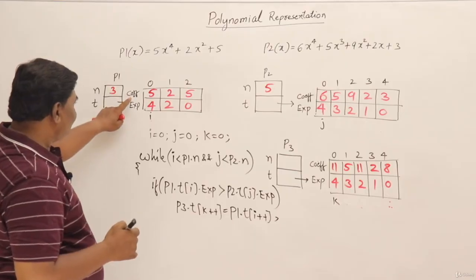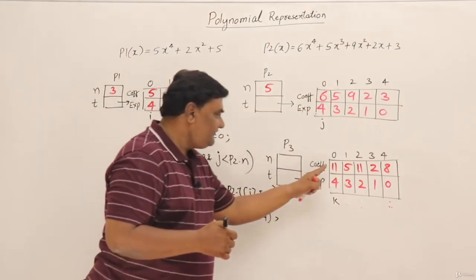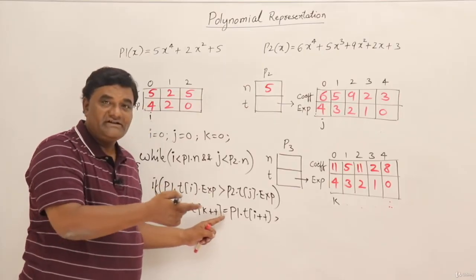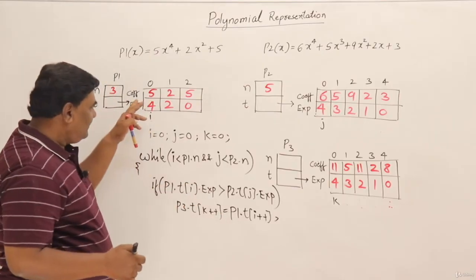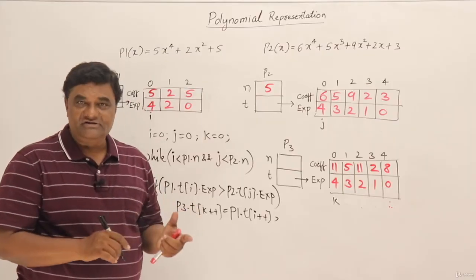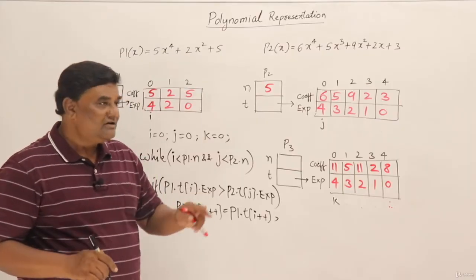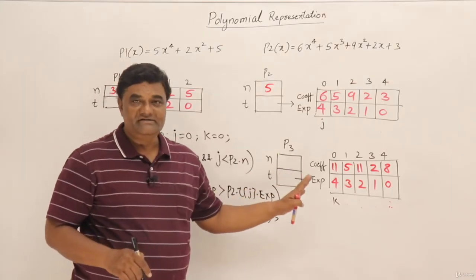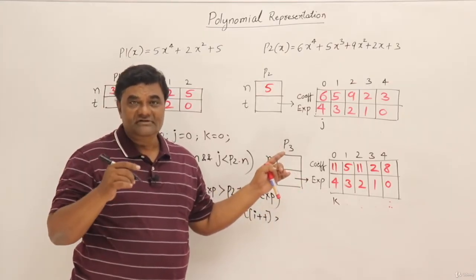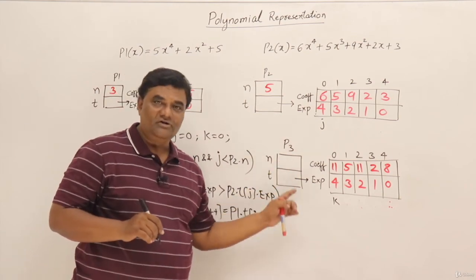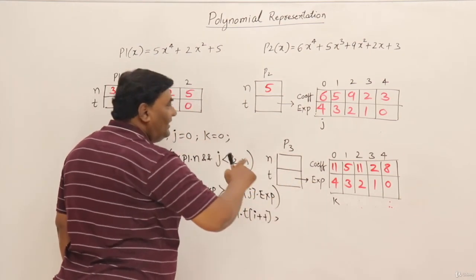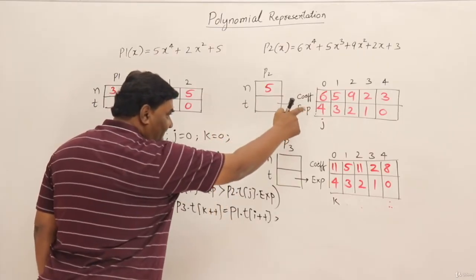See, for copying I should copy the coefficient and exponent. But I am not saying dot coefficient or dot exponent. We don't have to. Both the values will be copied. When you are assigning a structure to another structure, all the members will be copied in C language. So you don't have to worry about copying each and every one individually. So it will be copied. If this was greater, we copied this one. If that one is greater, we'll copy that one.